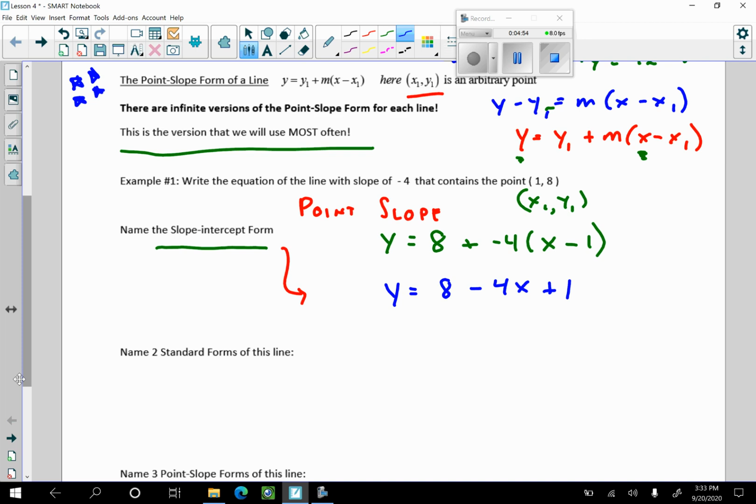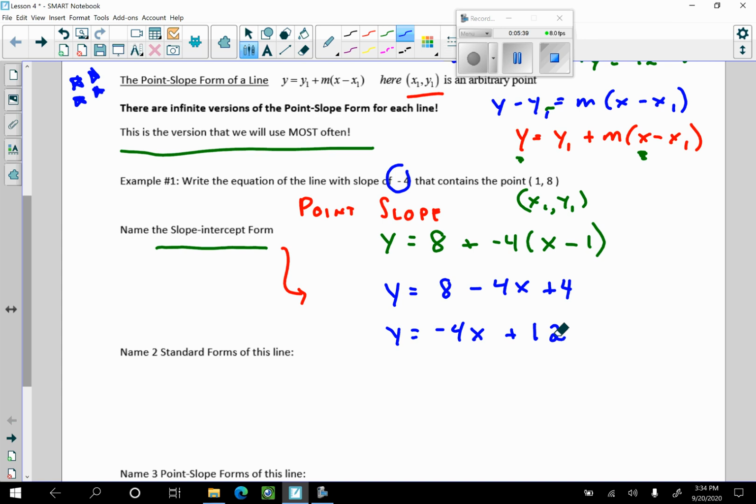So that particular line in slope-intercept form is going to be y is equal to -4x, let's write the mx first, plus 9. That's the slope-intercept form of the line with slope of -4 that passes through the point 1, comma 8. And you should have noticed that I made a slight error on this particular problem, because -4 times -1 is a positive 4. And so I have 8 plus 4. This particular y value then, the y-intercept, is going to be 12.